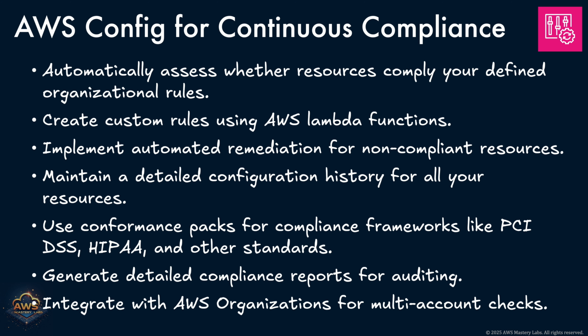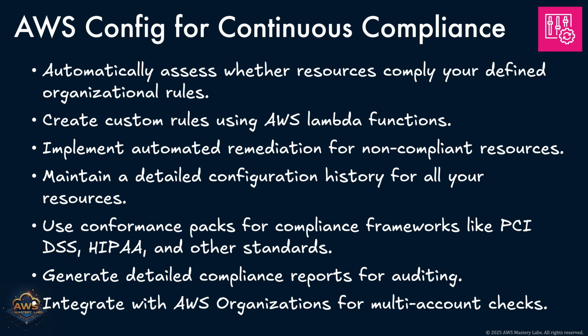But evaluation alone isn't enough. With AWS Config, you can automatically remediate non-compliant resources. For example, if a public S3 bucket is detected, a Lambda function can be triggered to remove public access, closing the compliance gap immediately. AWS Config also tracks configuration changes over time, providing a complete timeline of who changed what and when. This is incredibly valuable for troubleshooting, audit readiness, and forensics.